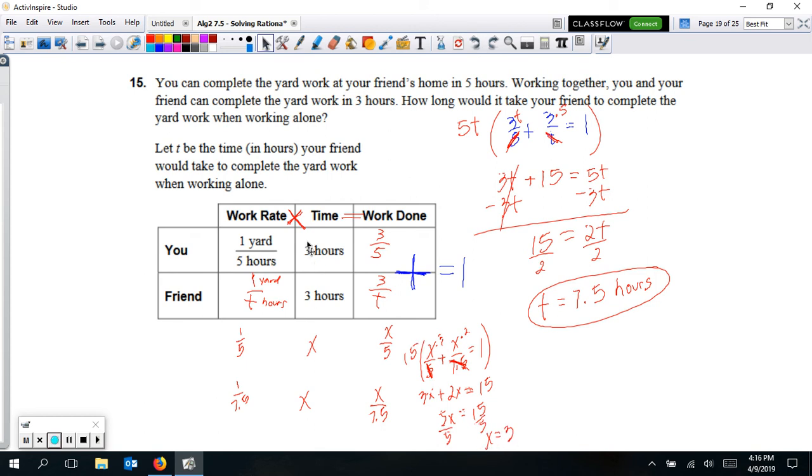That's how we could get this 3 here for how long it would take you working together. So if you know how long you can do it by yourself and you know how long your friend can do it by himself, this would tell you how long you can do it by working together. That's often the way they usually present the problem.